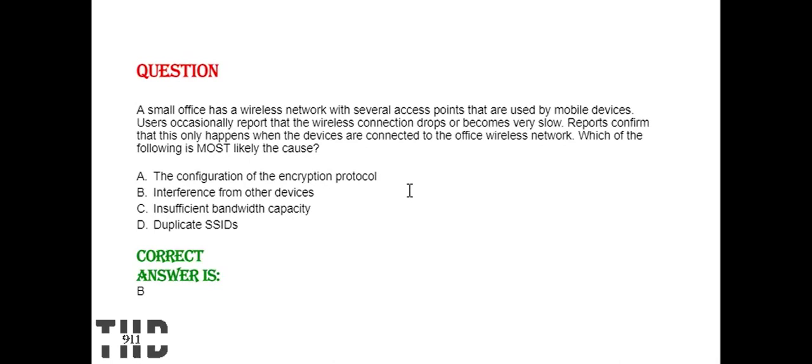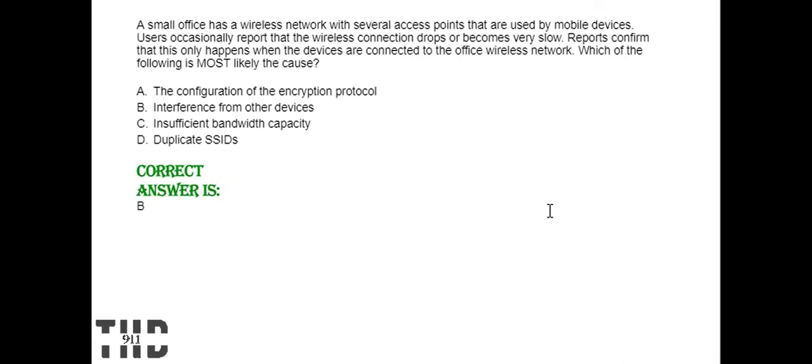Option A, the configuration of the encryption protocol. Option B, interference from other devices. Option C, insufficient bandwidth capacity. Option D, duplicate SSID. Correct answer is option B.